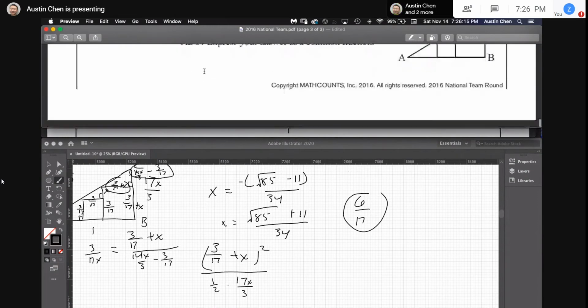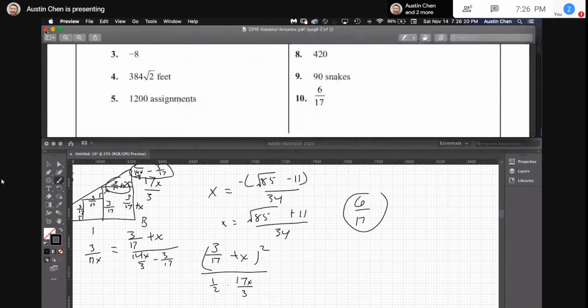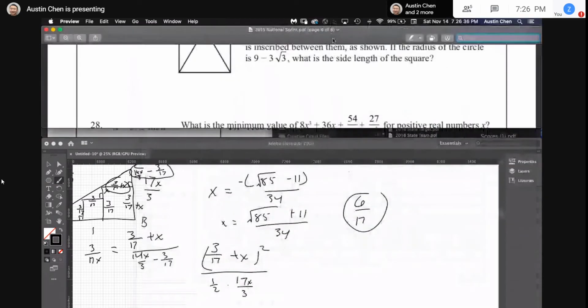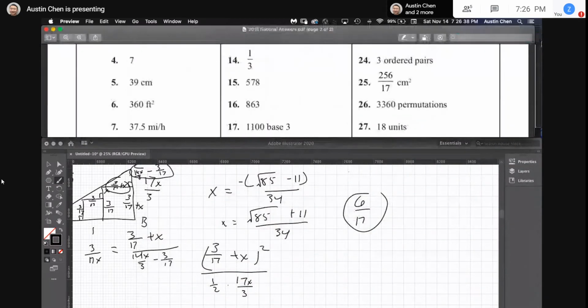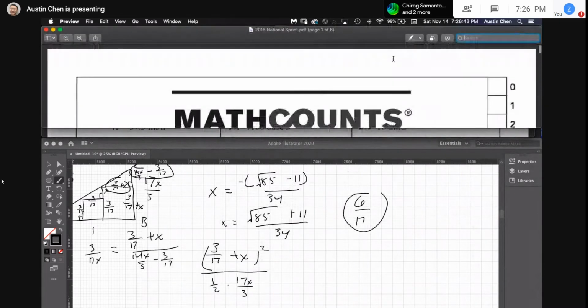Okay, so that was all of the team round. Now we've made it through all of 2016 nationals. So now we're going to begin 2015 nationals, right? Yeah, now we'll do 2015. I have it pulled up here already. So we're just going to go ahead and start with the sprint.